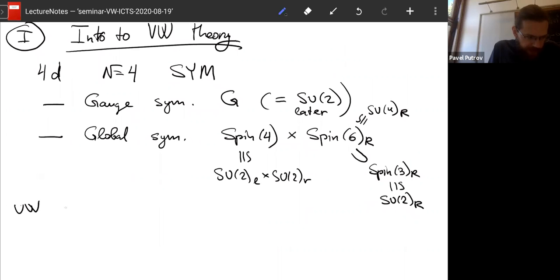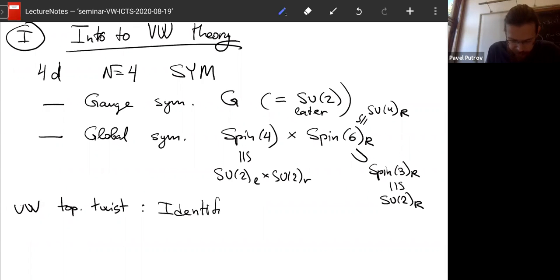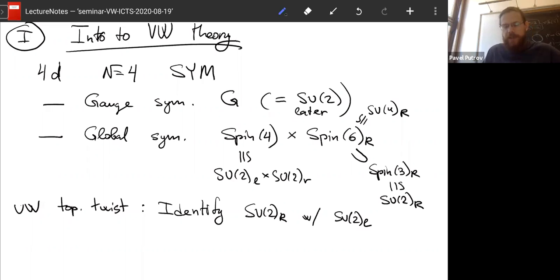Then the Vafa-Witten topological twist procedure can be very briefly summarized as follows. In one sentence, what we want to do is identify this SU(2)_R subgroup of the R-symmetry with the SU(2) left subgroup of the group of local rotations in four dimensions. But let me elaborate a little on this. What does this actually mean in practice?